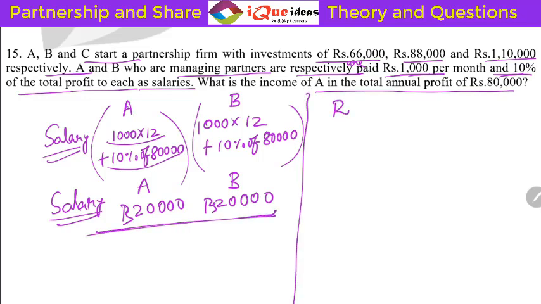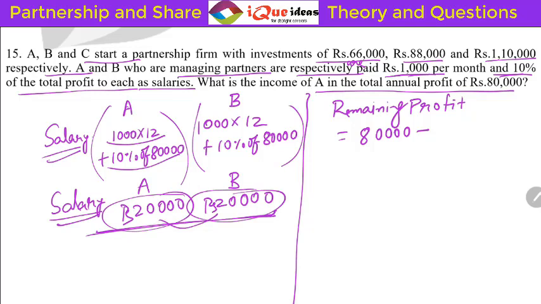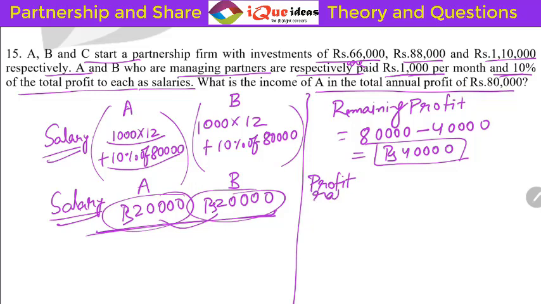Now what is the remaining profit? Remaining profit will be equal to 80,000 total profit minus the salaries already given to A and B, that is 20 plus 20, 40,000. So the remaining profit is 40,000 rupees. Now this 40,000 rupees will be divided in the ratio of their investments and time. Nothing is mentioned about time, so it is the same time. So the profit ratio for the division of this 40,000 will be simply equal to the investment ratio.